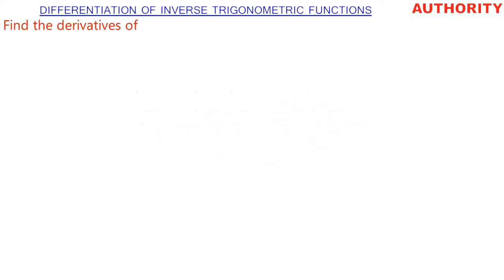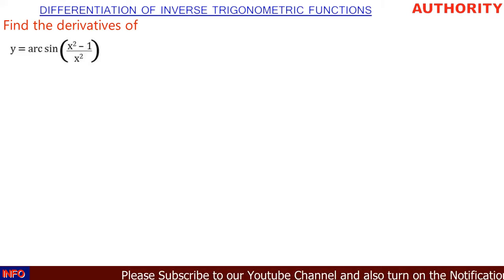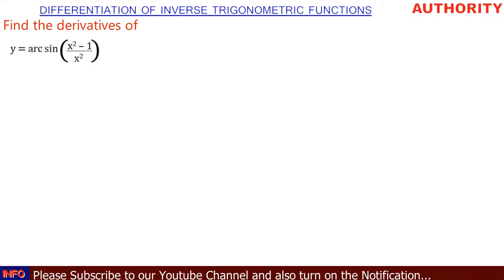Let's take a look at this question. Y is equal to arc sine of (x squared minus 1) all over x squared. This is a problem under differentiation, specifically differentiation of inverse trigonometric functions. We have y is equal to arc sine of (x squared minus 1) all over x squared. Please pay attention. Let's solve this together.